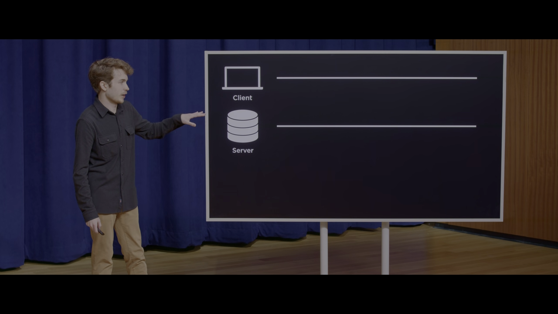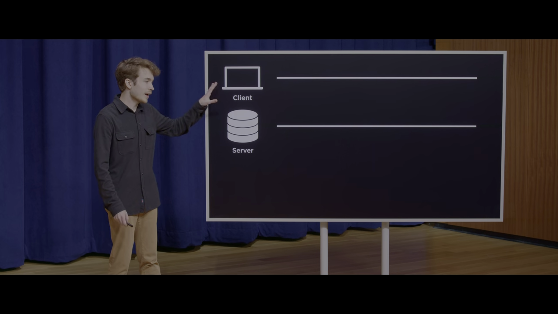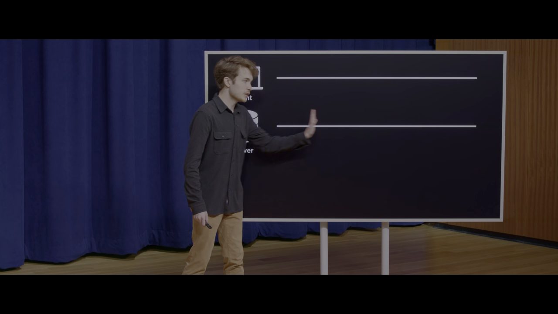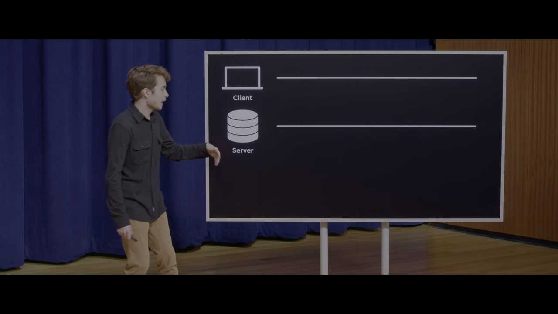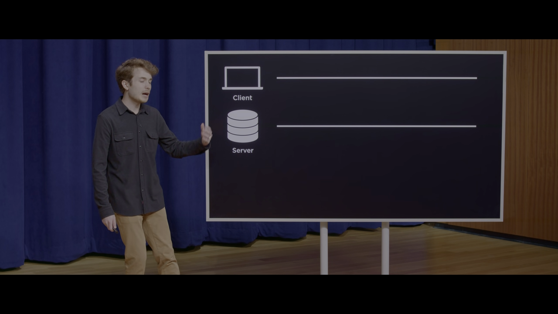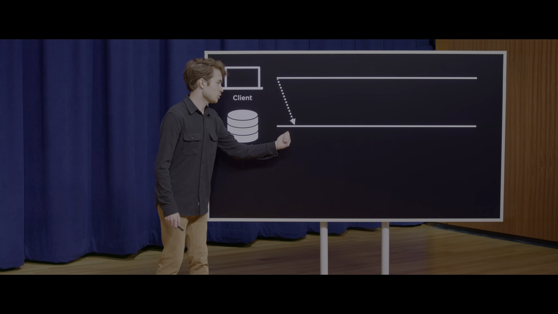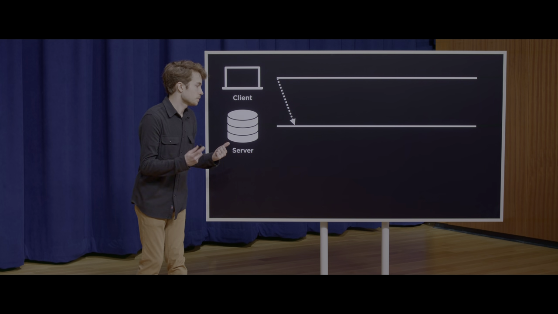Now, in this diagram, I have a client and a server. My client is my computer, the server is some database. And on this x-axis here, left to right, I have time. Well, if I want to make a request to this server, I might denote that with a line like this. My client sends some request to my server. Maybe it asks for data or tries to update some photo.